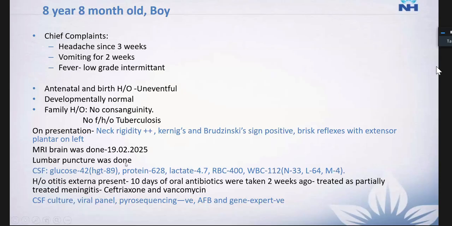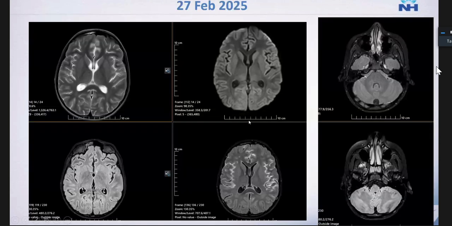Initially the glucose was 42 and protein was high, and lumbar puncture was done, showing cells in the CSF with high WBC. The patient had taken some oral antibiotics 2 weeks ago, and it was treated as partially treated meningitis. After coming to our hospital, CSF culture, viral panel, everything was sent, and these are the imaging appearances when the child was imaged at our hospital.